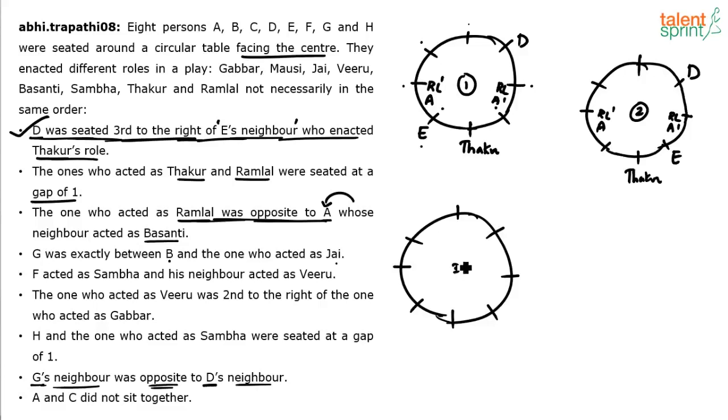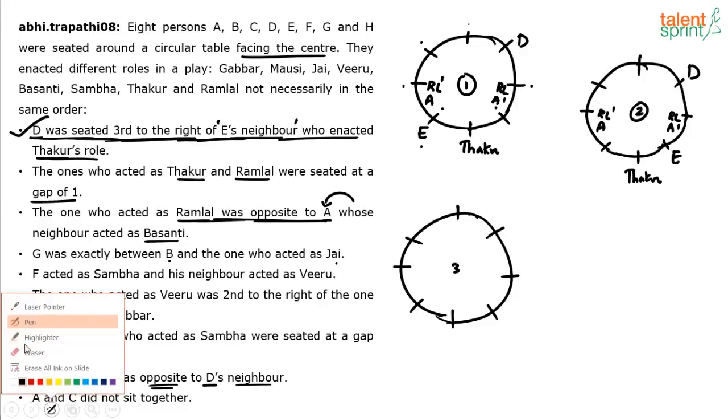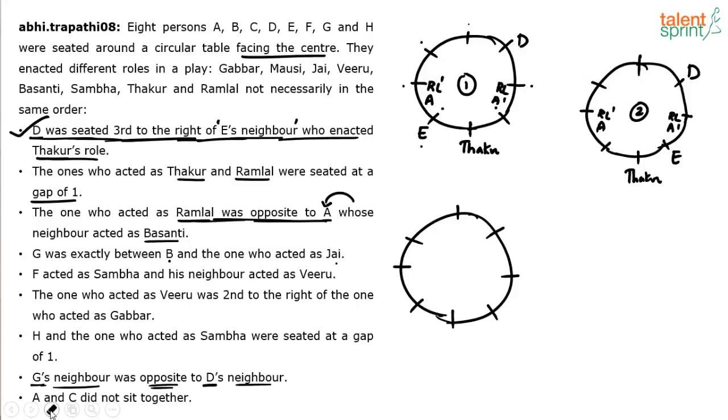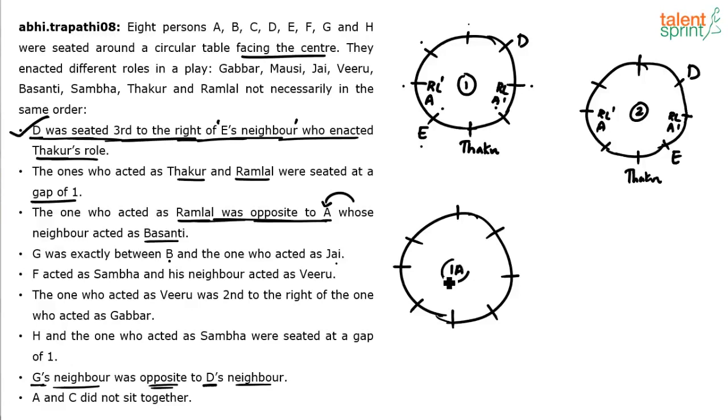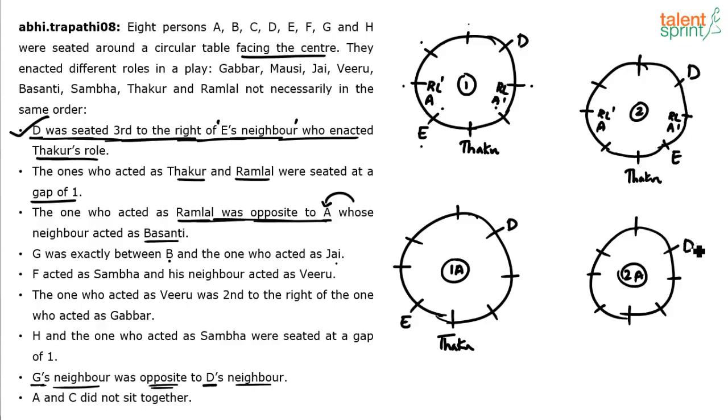Let me take case number 3. Or you can actually say 1 dash because 1 dash is a duplicate of 1. Hearing me? Or 1A, whatever, easy reference. 1A. And this is another set 1, 2, 3, 4, 5, 6, 7, 8. This is 2A. What we'll do is first we'll duplicate 1 into 1A. So D, Thakur and E are fixed. In 2A again D, E and Thakur are fixed. You getting it? So if you see 1 and 1A, 2 and 2A are same.